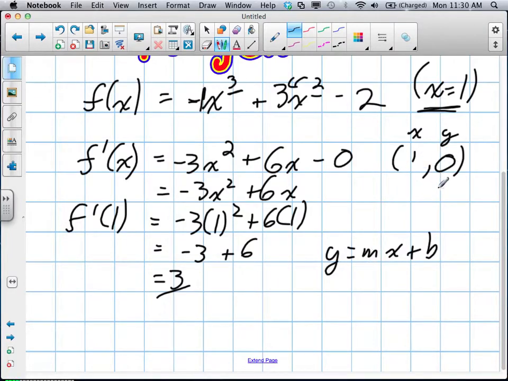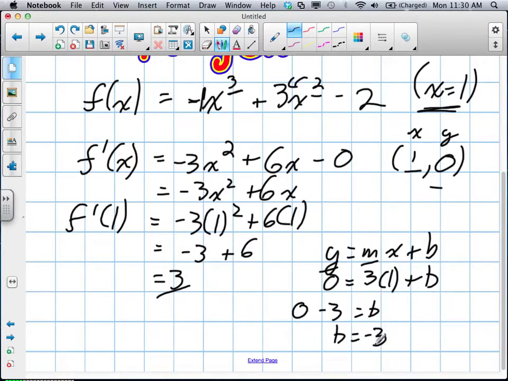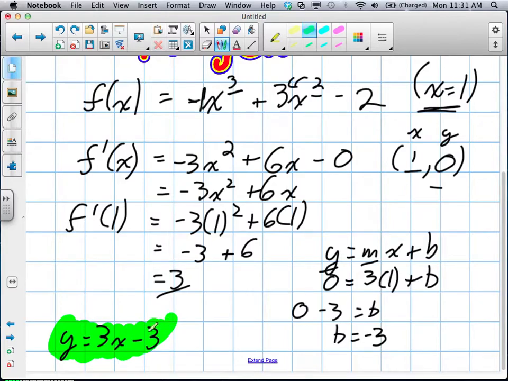Our slope is 3. Our y value is 0. So we plug 0 in for y. We plug 3 in for the slope. And we plug 1 in for the x value to solve for what our b value will be. 0 subtract 3 is equal to b. b equals -3. So the equation of this line, y equals 3x minus 3. That's the equation of our tangent line at the point when x equals 1.